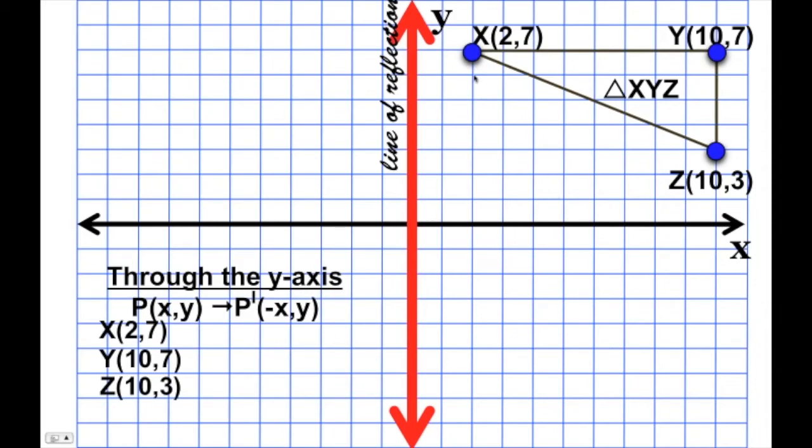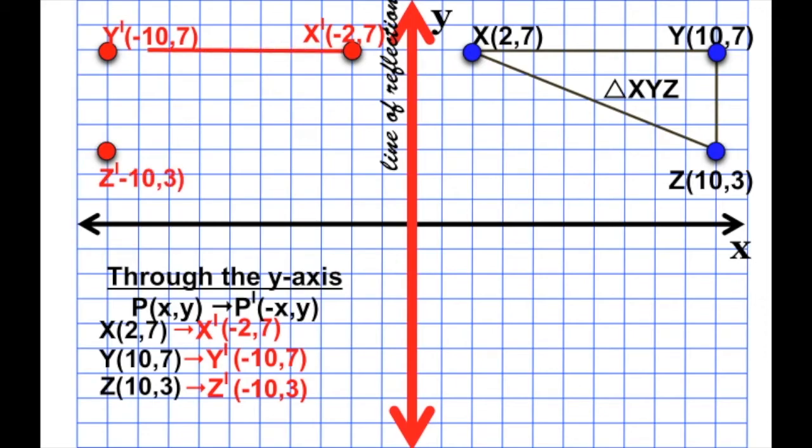We have this triangle XYZ, and our coordinates are over here. X is at 2, 7. What's that going to become? Well, remember, we're reflecting through the y-axis, so our x-coordinate will change. So that's going to become X prime at -2, 7. Y is going to become Y prime at -10, 7. And Z is going to become Z prime at -10, 3. And when we plot those points, we have a mirror image of our original shape. And that's triangle X prime, Y prime, Z prime.